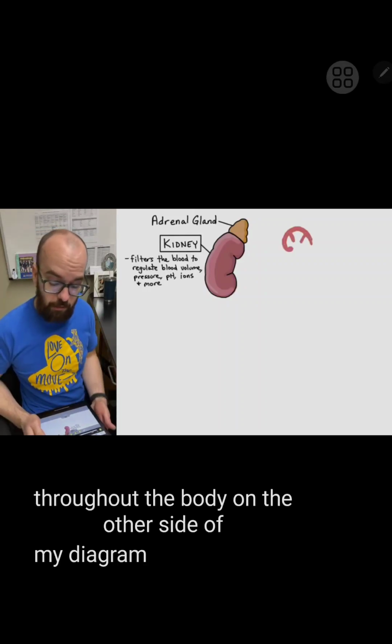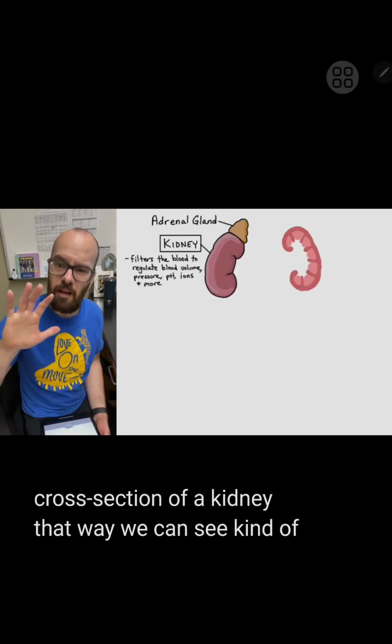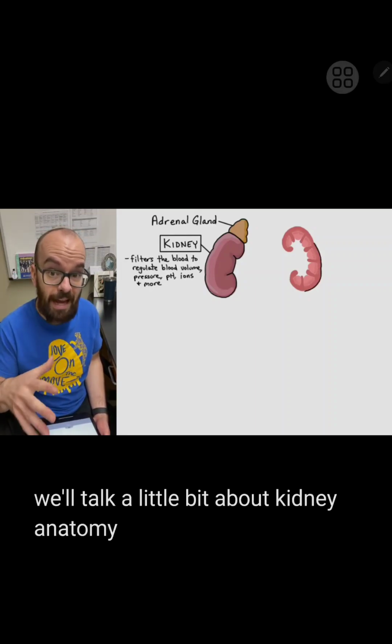On the other side of my diagram, I'm going to draw a cross section of a kidney. That way we can see kind of inside the kidney how things are organized there. We'll talk a little bit about kidney anatomy in this video.